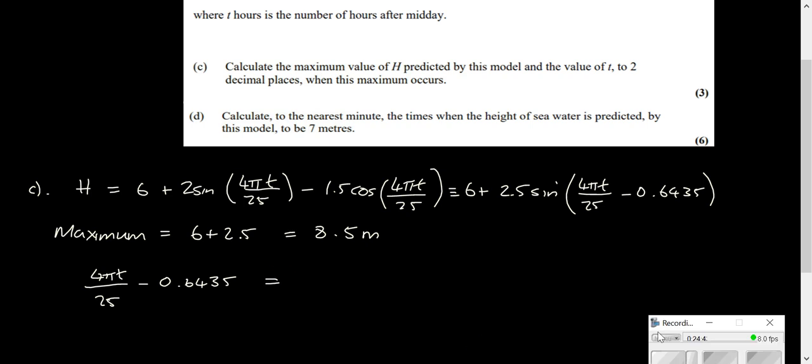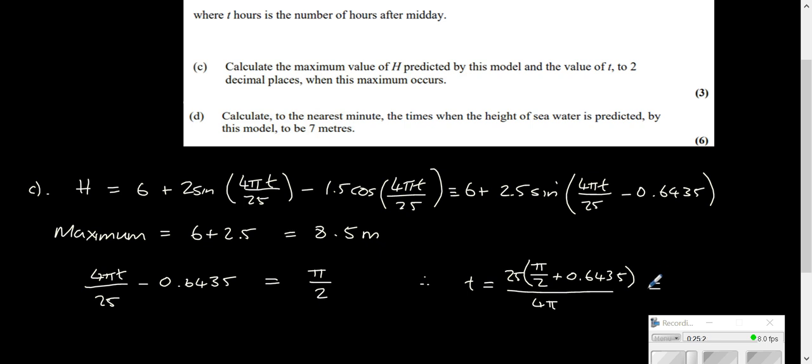is equal to, oh, forgive me. Okay, right. So this equals pi over 2. That's where the maximum on the sine curve occurs, at pi over 2. So this part in the brackets for sine has to be pi over 2. And now we're just solving for t. So t is going to be equal to pi over 2 plus 0.6435. So we've added the 0.6435. We're multiplying that by 25, and then we're dividing it by 4 pi, which seems a bit complicated, but we can certainly manage.